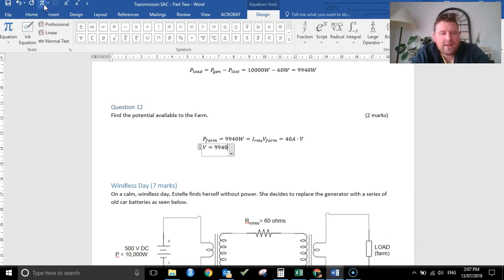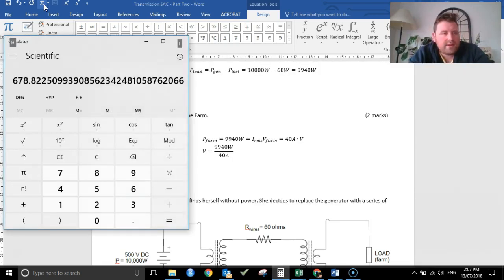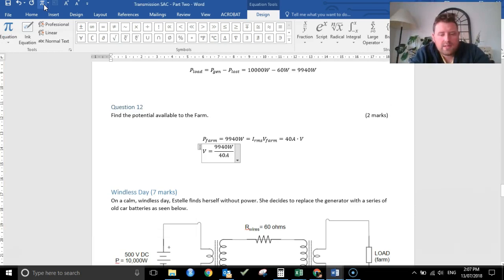We can do that. Let's work that out. V equals 9940 watts divided by 40 amps. I don't know what that is. Equals 248.5 volts. Okay, so that was done pretty well overall.